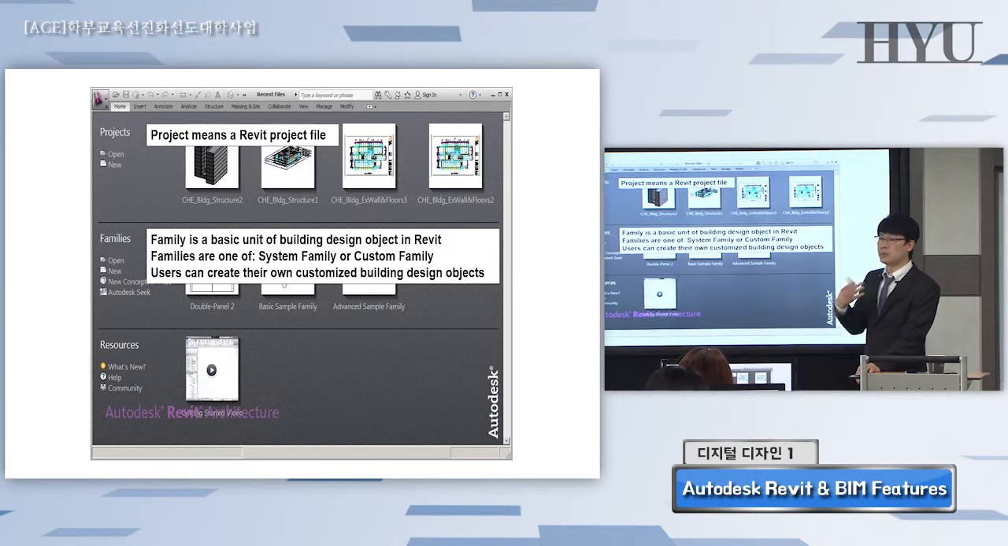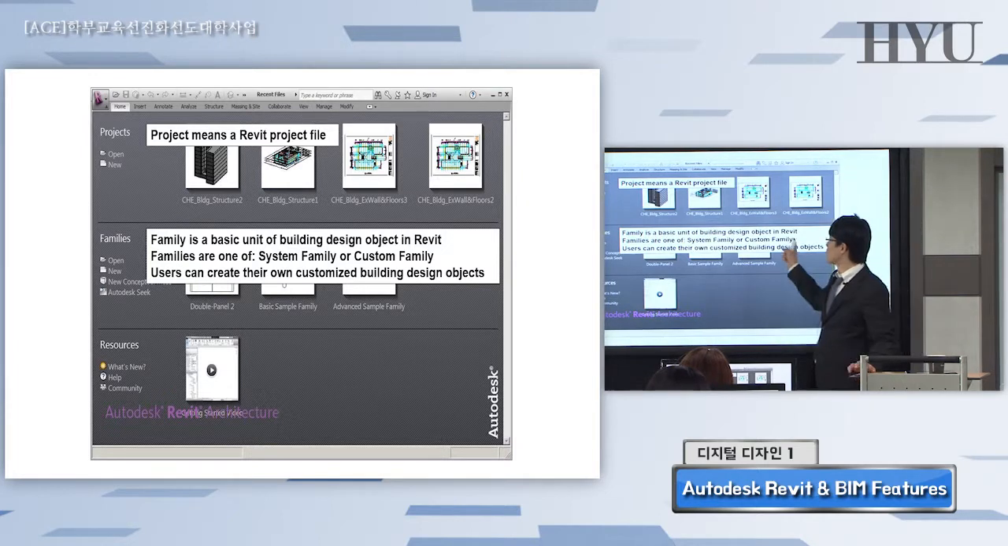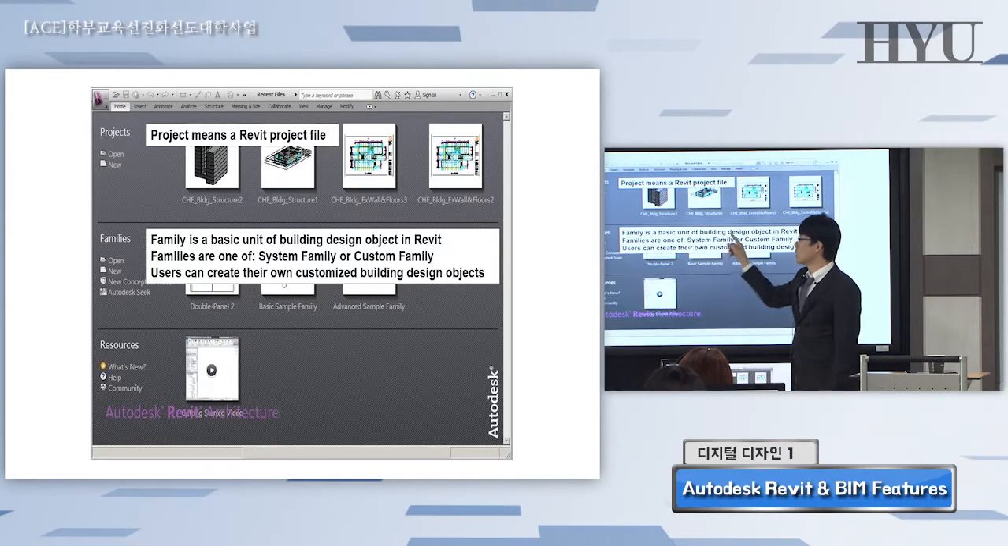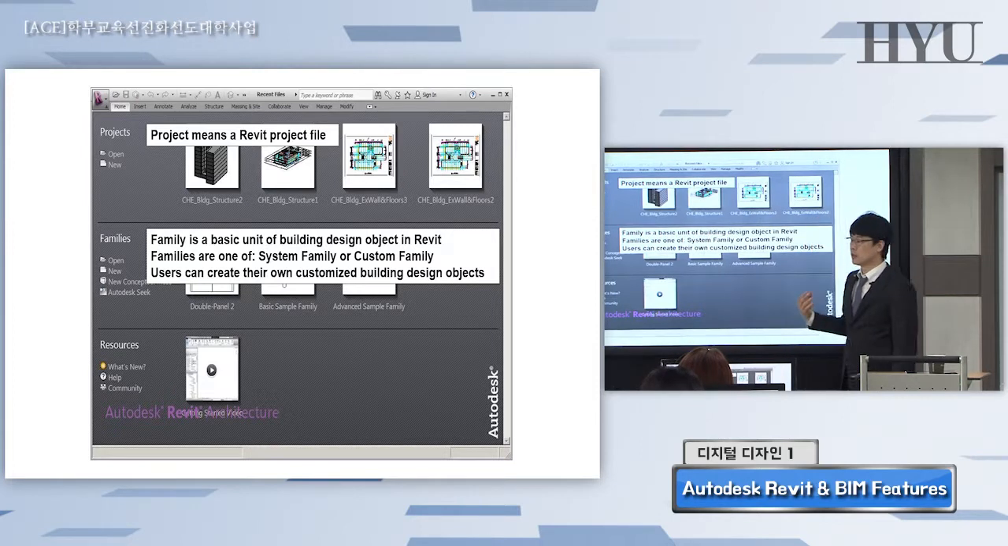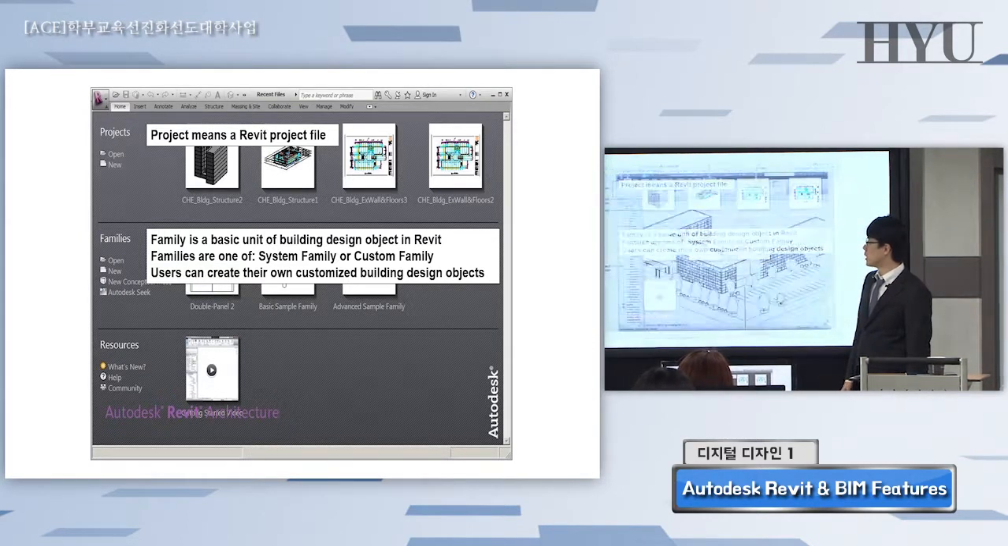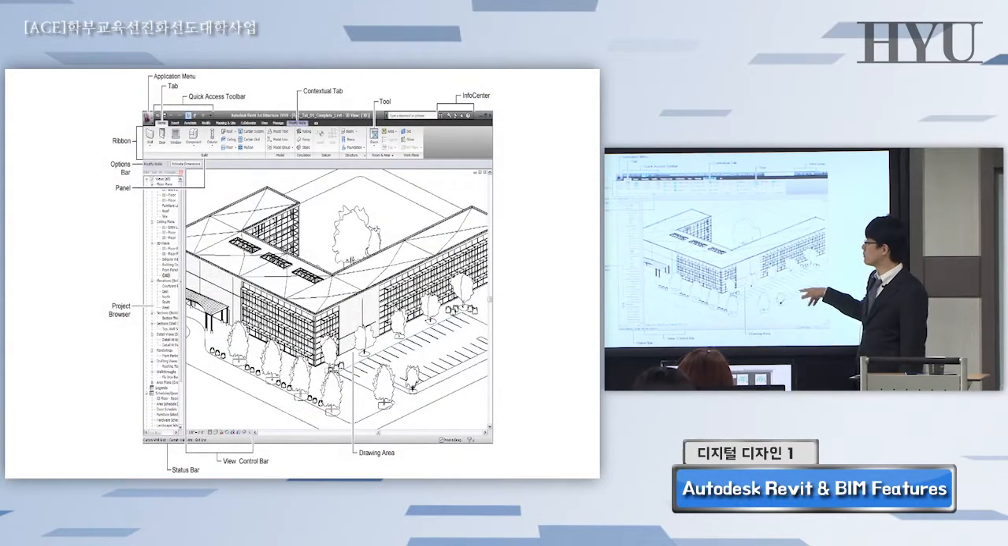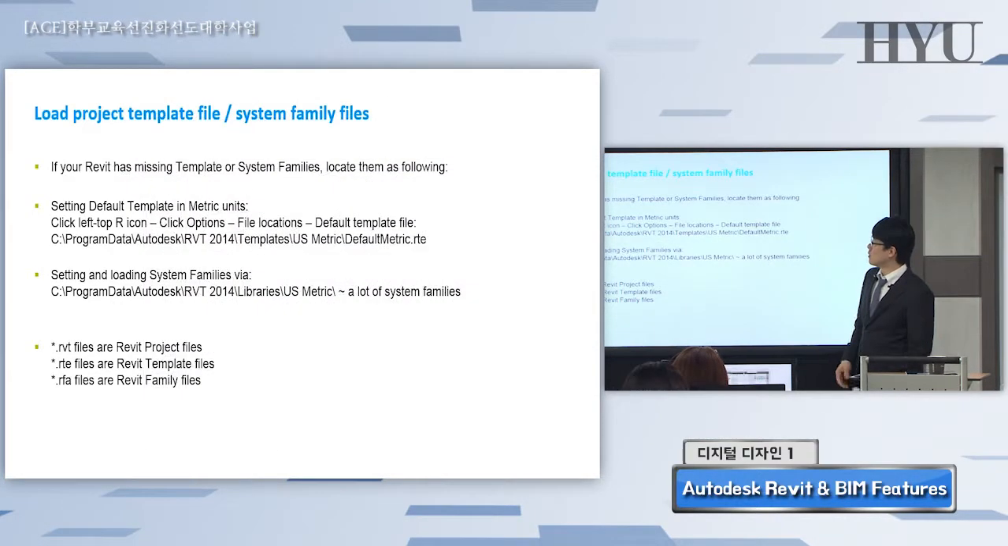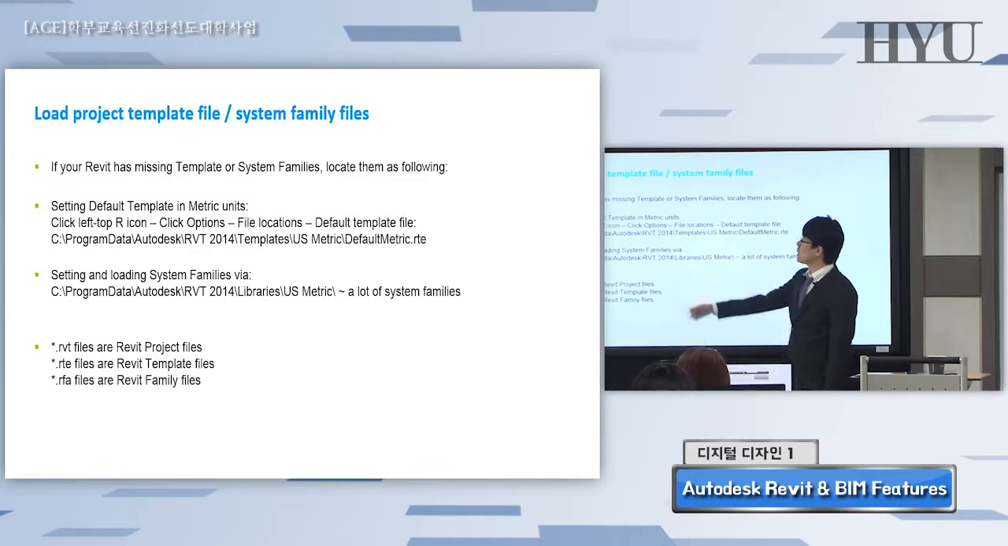But you have to remember that there are a number of system families or custom families. System family means predefined objects. We're going to use predefined objects mostly, but you can download or you can create your own. They are custom families, okay? Something from external of this Revit application. So in this interface, we're going to deal with these objects. And take a look at this.